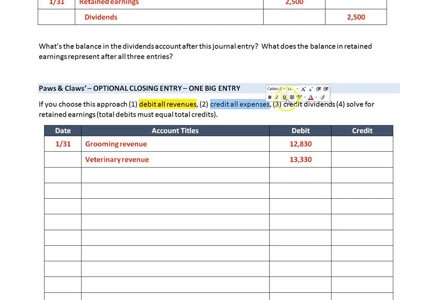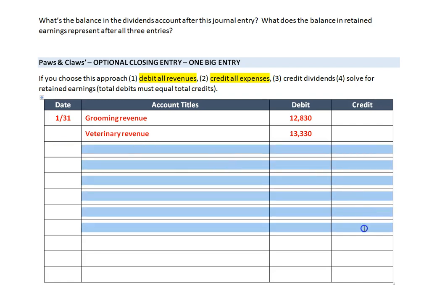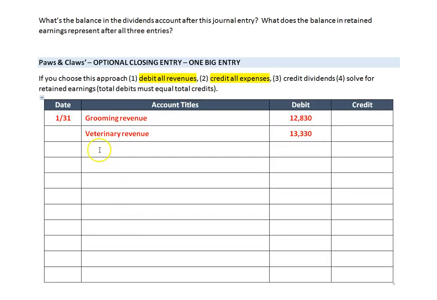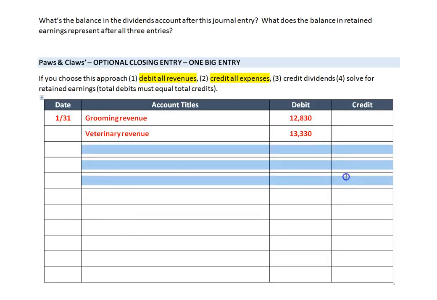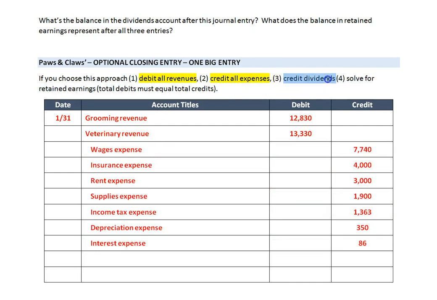We're going to credit all the expenses. Alright. Let me see where I put them. And how many are there? There's a lot of them. 1, 2, 3, 4, 5, 6, 7, 2, 3, 4, 5. There we go. We credited all the expenses. So step 2 is done. We're going to credit the dividends account.